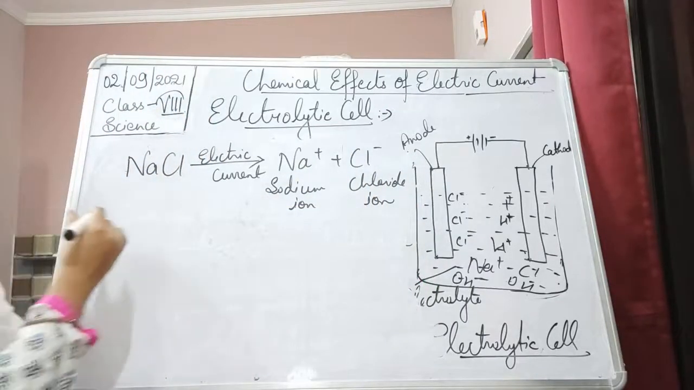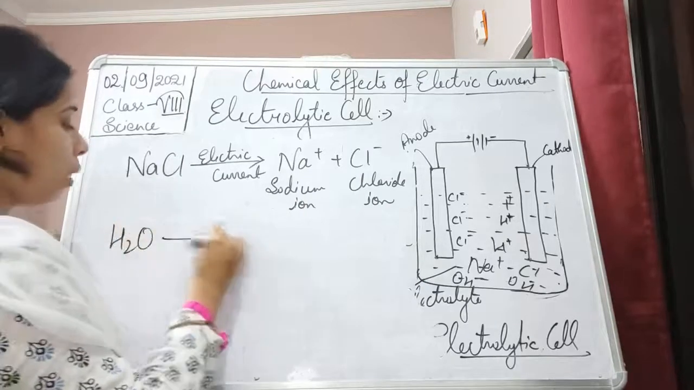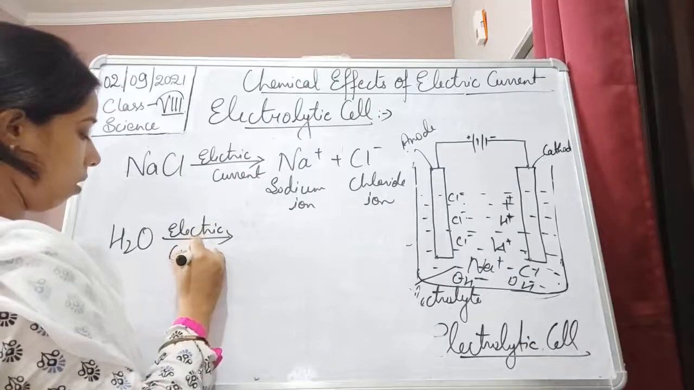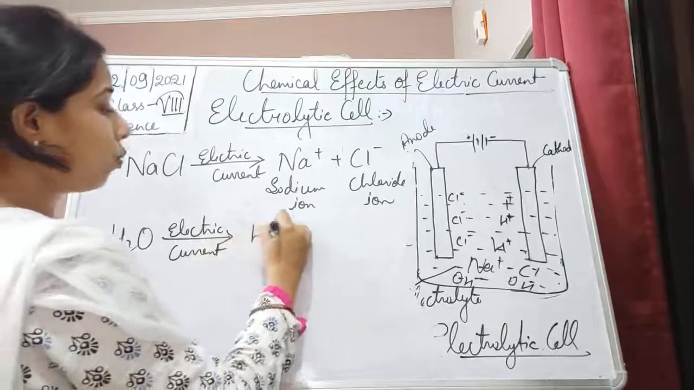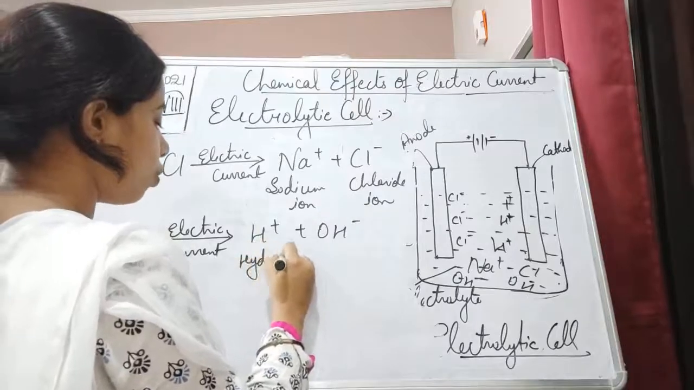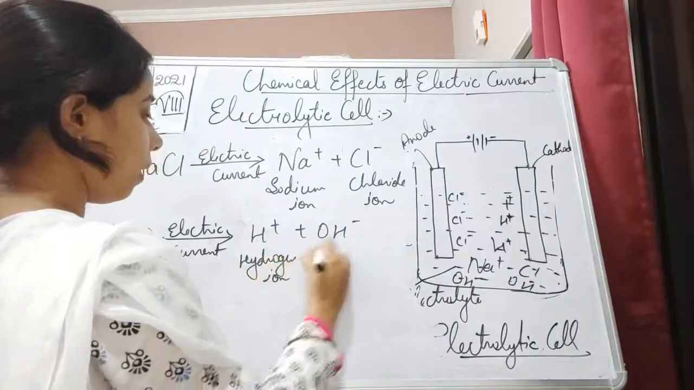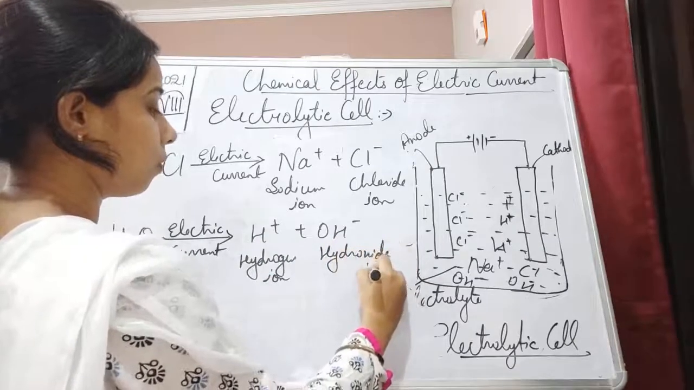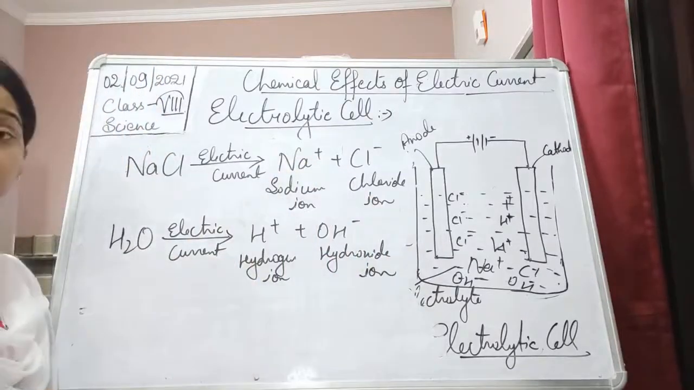Now in the case of water, the same thing happens. When the electric current passes through it, it will divide into H positive plus OH negative. This is hydrogen ion and this is hydroxide ion.